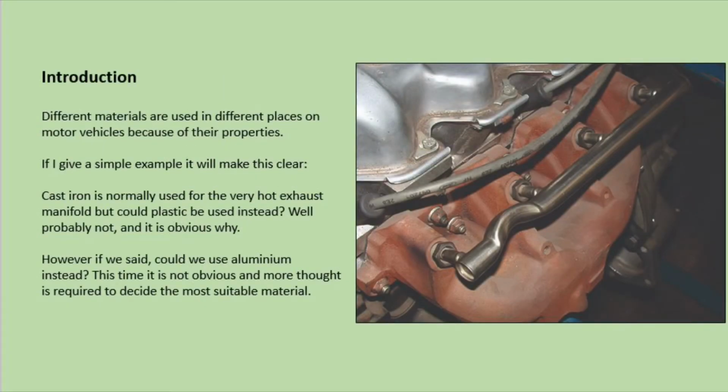Introduction. Different materials are used in different places on motor vehicles because of their properties. If I give a simple example, it will make this clear. Cast iron is normally used for the very hot exhaust manifold, but could plastic be used instead? Well, probably not, and it's obvious why. However, if we said, could we use aluminium instead? This time it is not obvious and more thought is required to decide the most suitable material.